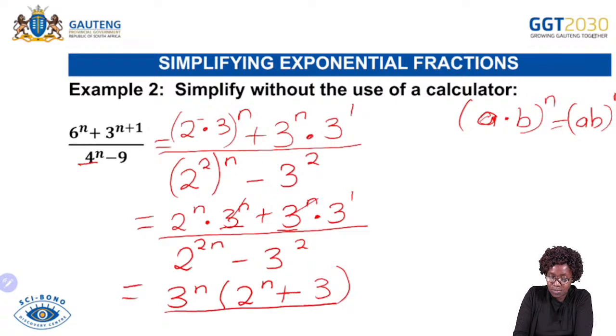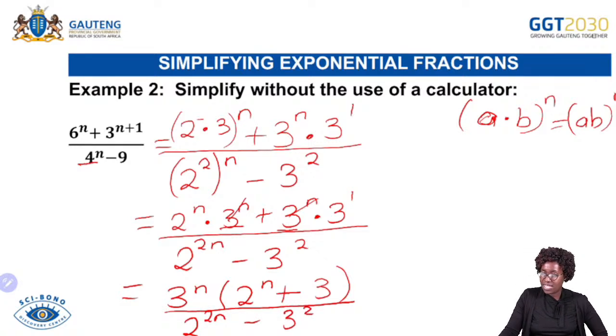And then in the denominator, if you check, do I have a 3 to the power of n? No. What do I have? I have 2 to the power of 2n minus 3 squared. Now, how do I simplify this further, grade 11s?